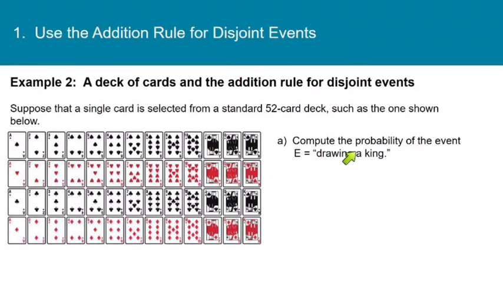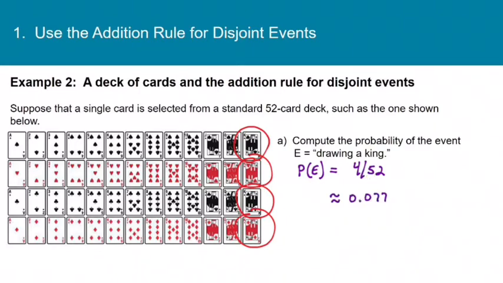Now this says compute the probability of the event E equals drawing a king. So let's look at our deck of cards and see how many cards are kings. Well, all 4 of these are kings. So there are 4 kings out of 52 total cards. So we would say the probability of E is 4 kings out of 52 total cards, and that rounds to 0.077. So just to make sure everybody remembers, it's typical to round probabilities to 3 decimal places. That's just what we usually do. So that's what I'll try to do throughout this video.